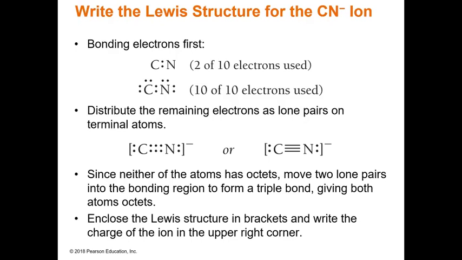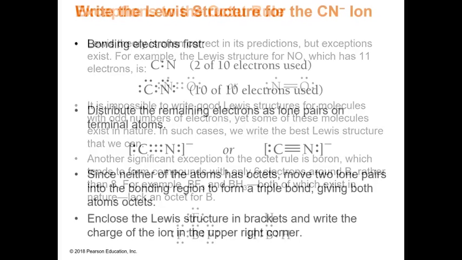First, assign 2 electrons to the bond between C and N, then distribute the remaining 8 electrons. You'll notice neither atom has a full octet yet, so we convert lone pairs into additional bonding pairs, resulting in a triple bond. Finally, enclose the structure in brackets.